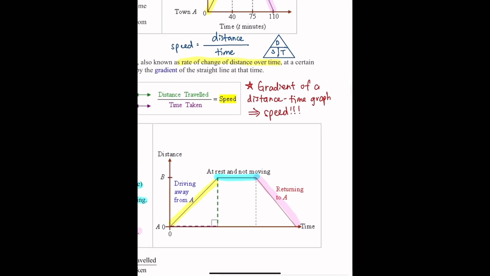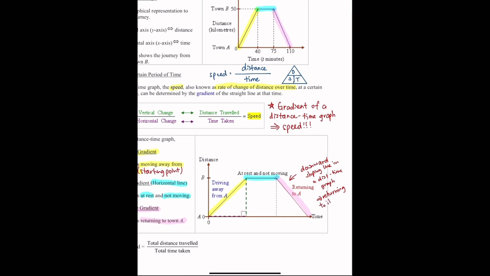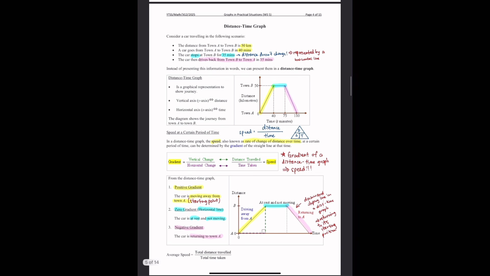So take note, when it's a downward sloping line in a distance time graph, it means it is returning to its starting position. So this is what it means, okay? Positive gradient just means it's driving away from the starting position.